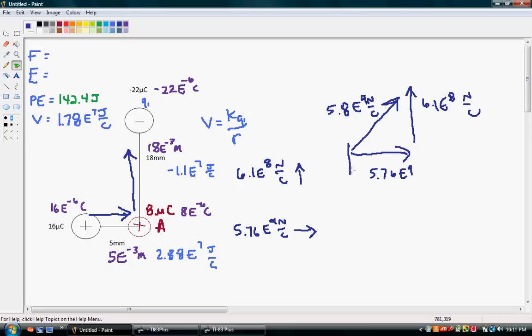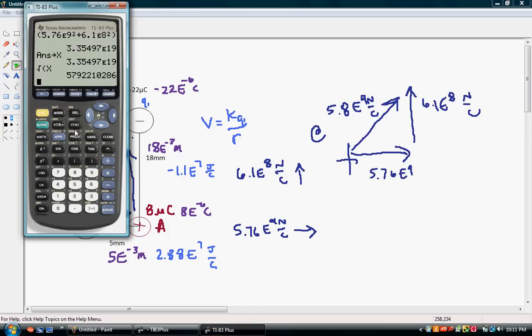But electric field is very special. It's a vector, so it has magnitude and direction. So we need to go ahead and figure out what the direction is here. We always do inverse tangent of y over x. The first thing that we want to do is make sure we are in degree mode. And then we will say inverse tangent of y, which was 6.1 e to the 8th, over x, which is 5.76 e to the 9th. And we get 6 degrees.